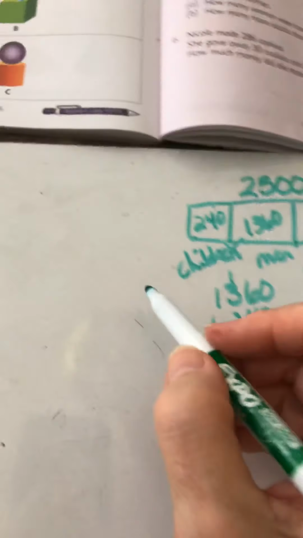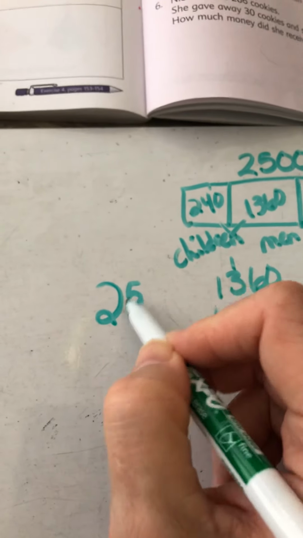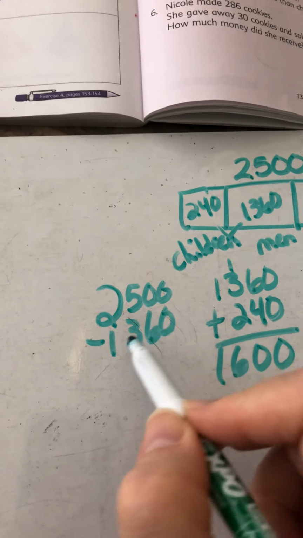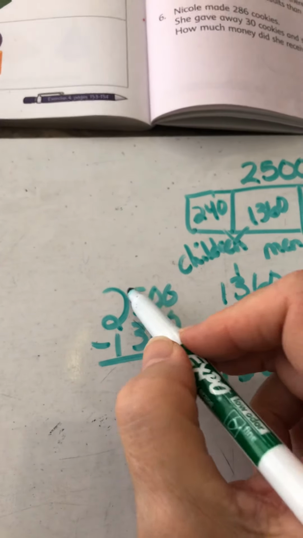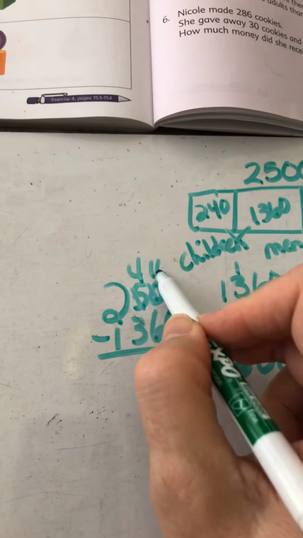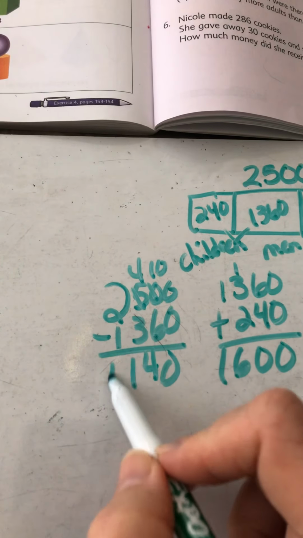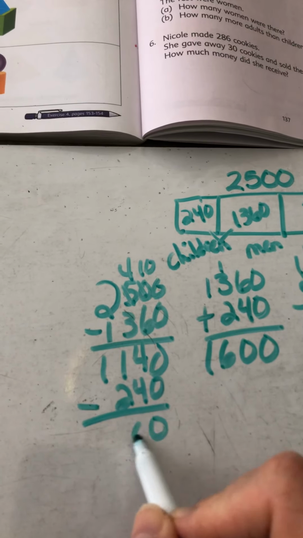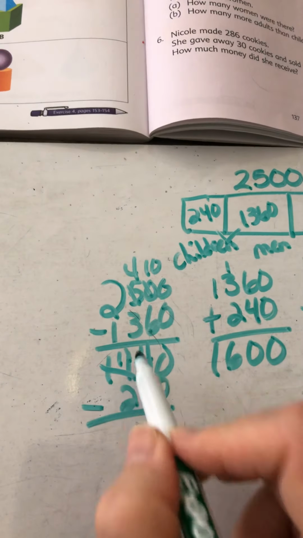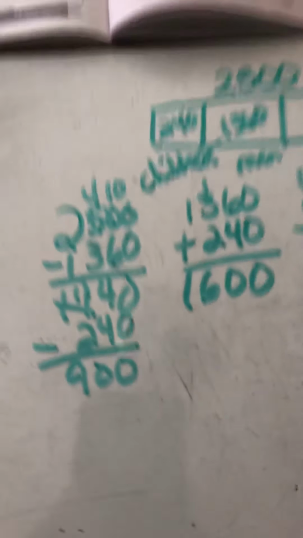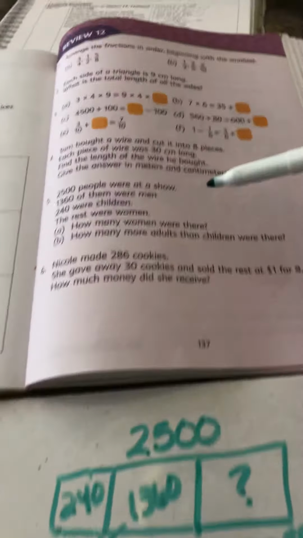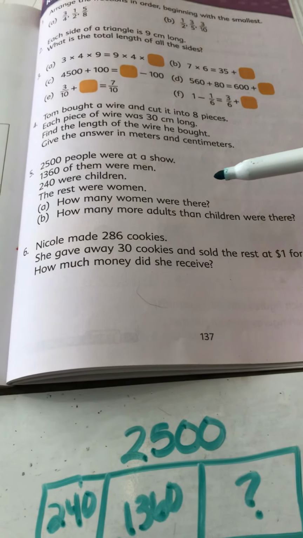Or you could have done 2,500 minus 1,360. Minus 240. You're still going to get 900. Either way you do it, okay? So in answer to the first part, there were 900 women. How many more adults than children were there?